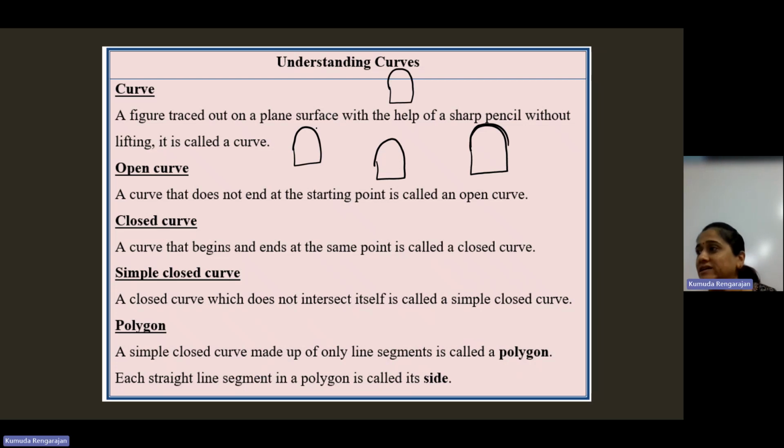But it's not a polygon because a polygon is a simple closed curve made up of only line segments. Okay, so this one is not a polygon. It's a simple closed curve, but not a polygon.